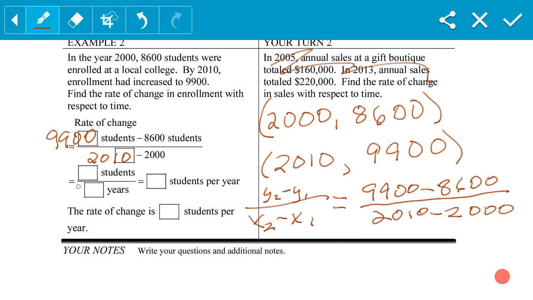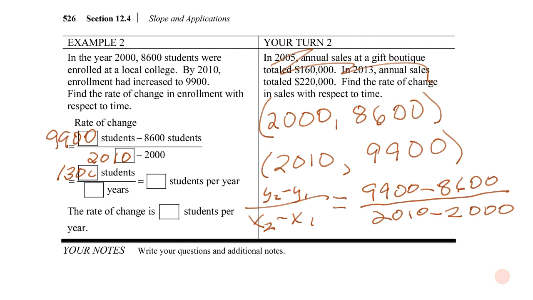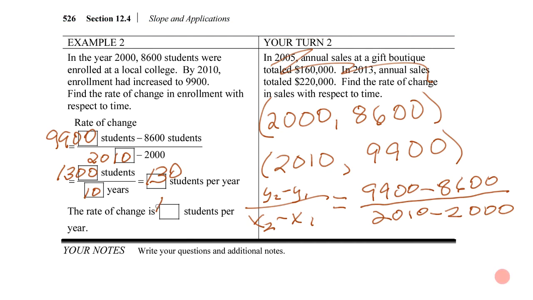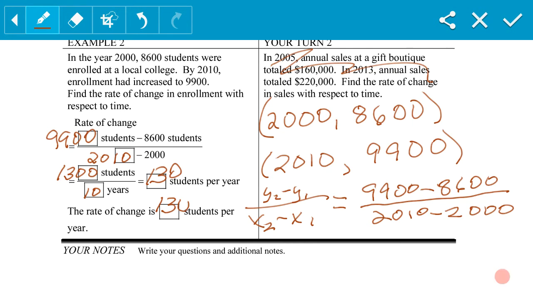So 99 minus 86 is going to be 13, so 1,300 students over 10 years, or 130 students per year. So the rate of change is growing between 2000 and 2010. It is growing by 130 students per year, and so that would be your answer.